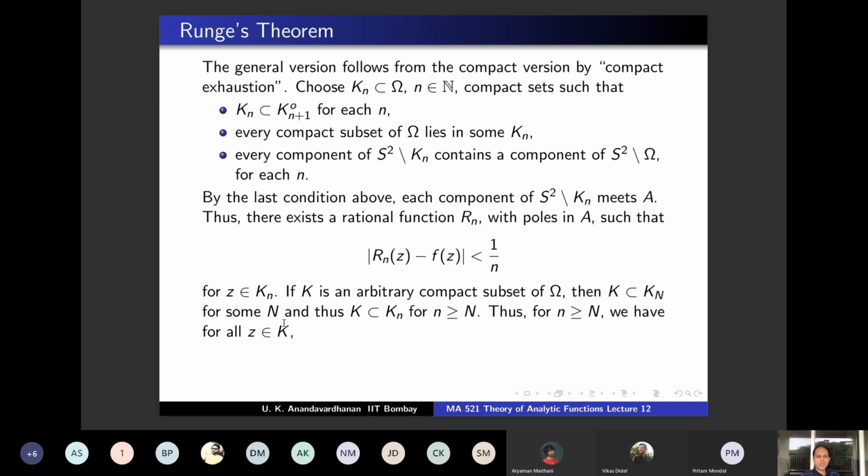So N does not depend on z. For all z in K, the same N will work. You have |Rn(z) − f(z)| less than 1/n. This is true for all n bigger than or equal to N and for all z in K. So you choose N such that K is contained in Kn for n bigger than or equal to N. It does not depend on z, and you have this approximation. So convergence is uniform on K.